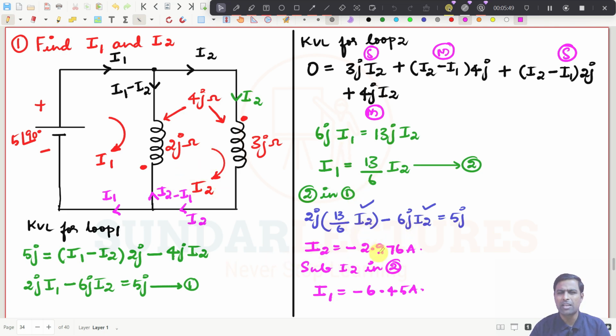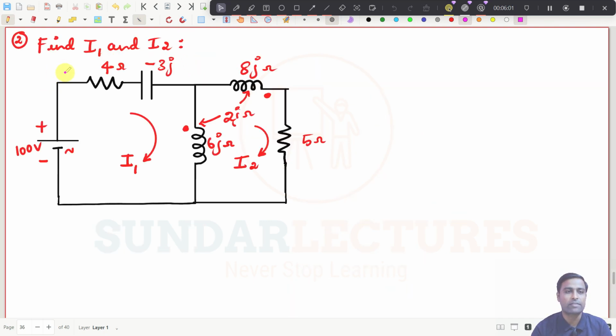So I'm not solving the basic algebraic equation. Please, you do it by yourself. Then I will give you the idea about how to write the expressions. You'll go to the next problem now. Next problem. This is also the same thing.